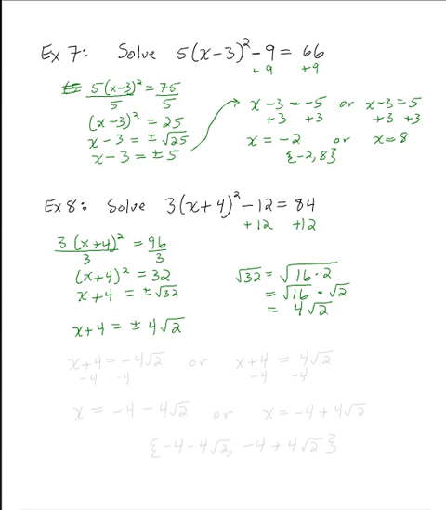So, again, breaking it up into two equations, x plus 4 is equal to the negative 4 times the square root of 2, or x plus 4 is equal to positive 4 times the square root of 2. Subtracting 4 from both sides of the equation, on either equation, I would have x equals negative 4 minus 4 times the square root of 2, or x equals negative 4 plus 4 times the square root of 2. And I can write the solution set, negative 4 minus 4 times the square root of 2, negative 4 plus 4 times the square root of 2.